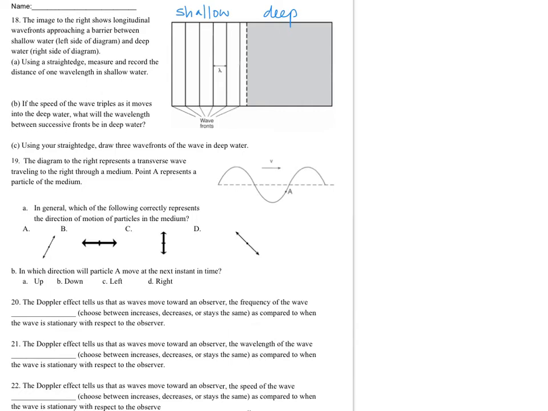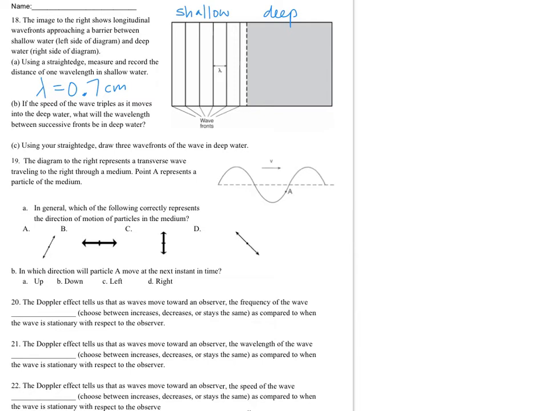So using a straight edge, measure and record the distance of one wavelength in shallow water. I approximated it with a ruler at approximately 0.7 centimeters. Okay? So if the speed of the wave triples as it moves into the deep water, what will the wavelength between the successive fronts be in deep water?